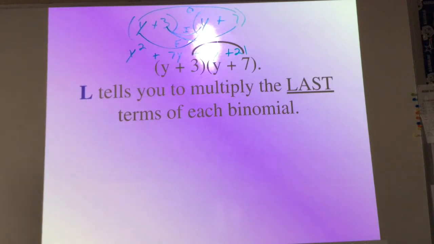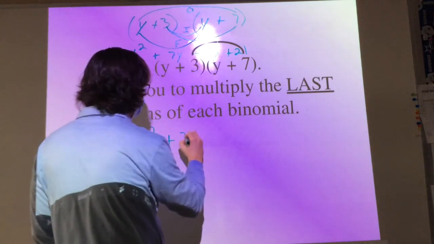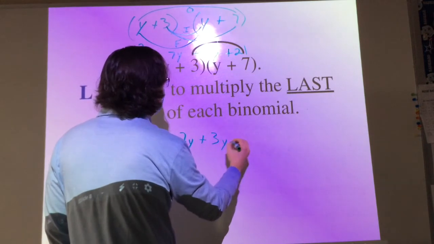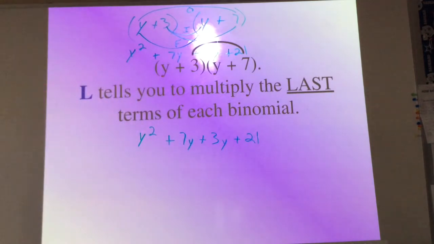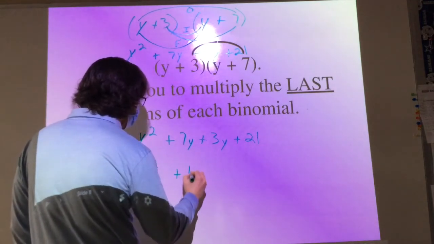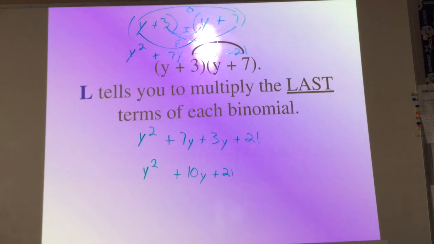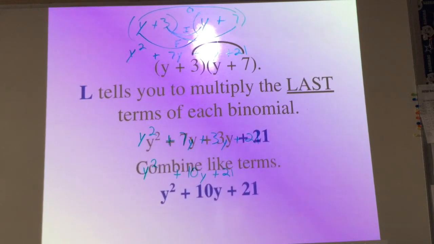Okay, so if I rewrite this problem out, I'm going to have y squared plus 7y plus 3y plus 21. Can I simplify that at all? Yep. So what can I simplify? You can add 7y and 3y. Beautiful. And now I've got y squared plus 10y plus 21. So basically, you're multiplying the two numbers from the first parentheses with every number in the last parentheses. Yes, that is exactly what we're doing. And that is your final answer.